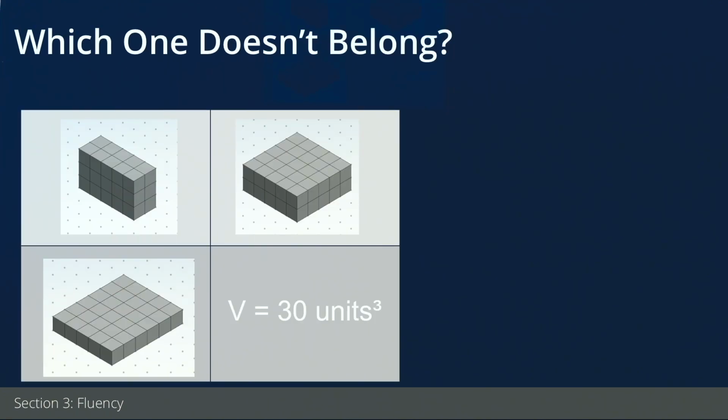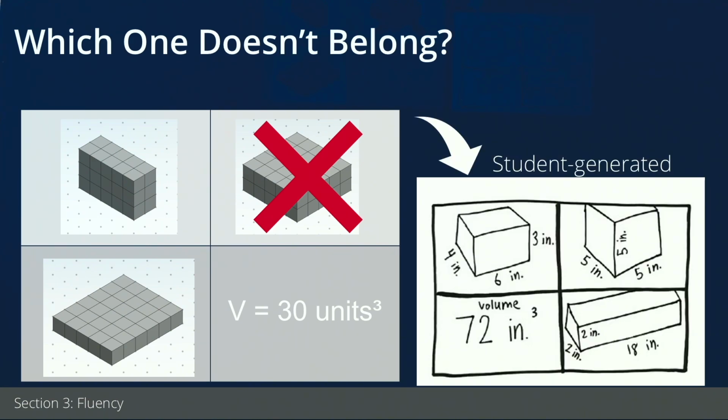One other way you can practice fluency is getting students to think about which one doesn't belong. So here students have to calculate the volume of these different figures, and they have to figure out which of these does not belong. Here's a student-generated which one of these does not belong. Here, students figure out that that one doesn't belong.